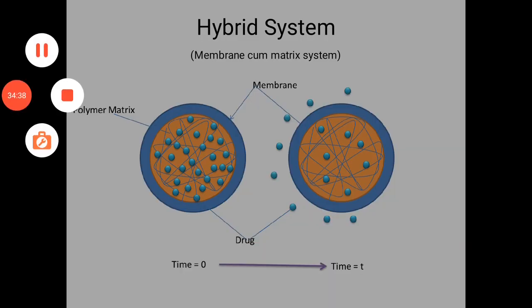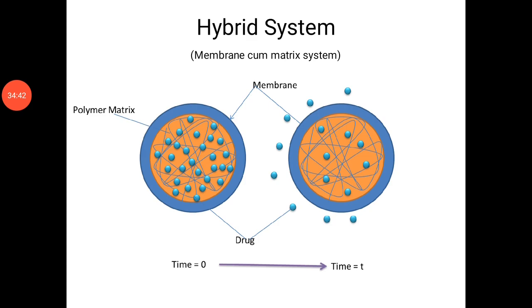So these are the various systems we are seeing today. The first one was the reservoir system, the second one is the matrix system, and the third one is the combination, the hybrid system. Okay, so that's all for today.